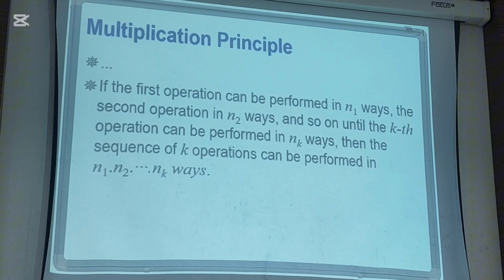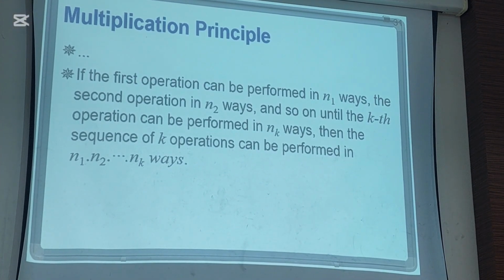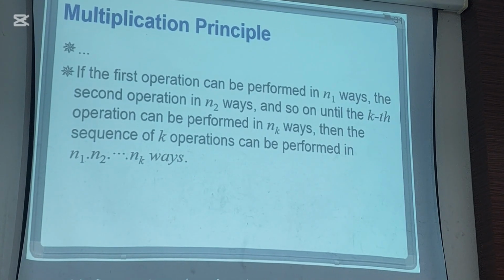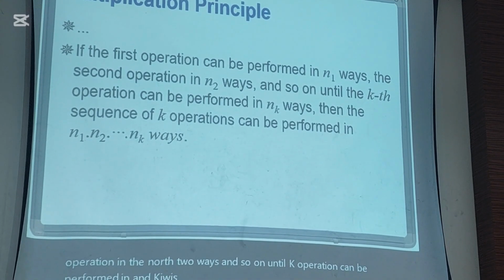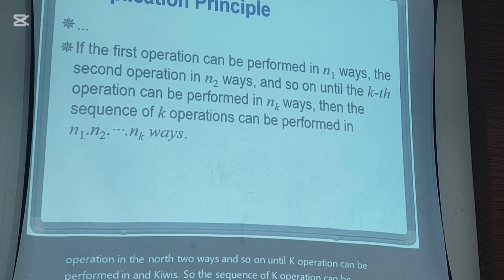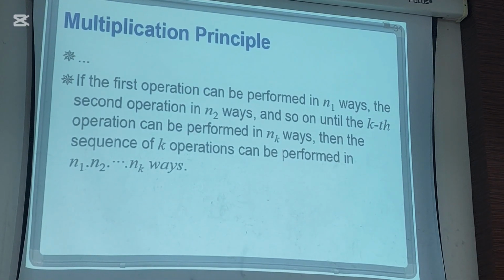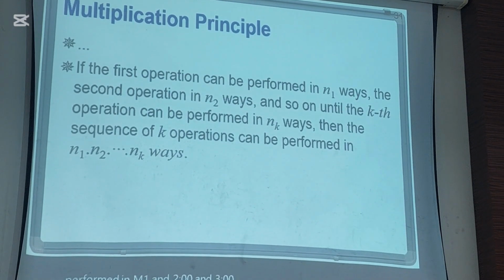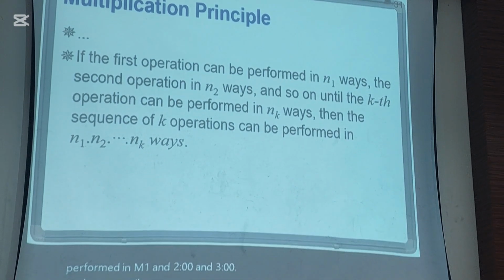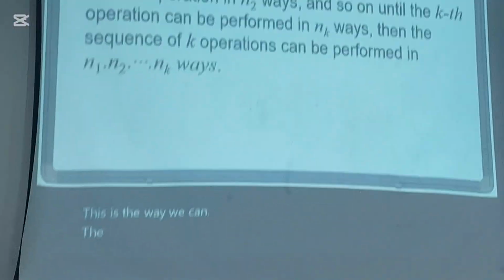If the first operation can be performed in n1 ways, the second operation in n2 ways, and so on until the k-th operation can be performed in nk ways, then the sequence of k operations can be performed in n1 times n2 times n3 and so on until nk ways. This is the way we can perform the operations.